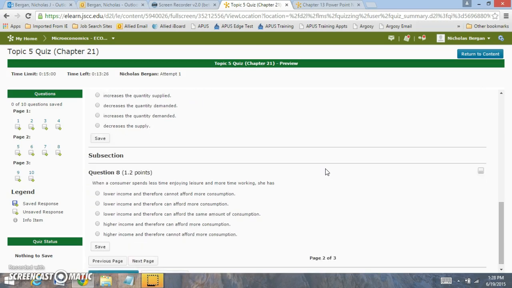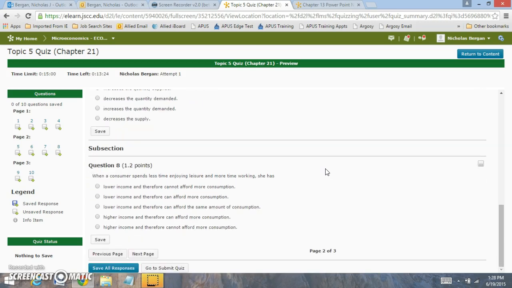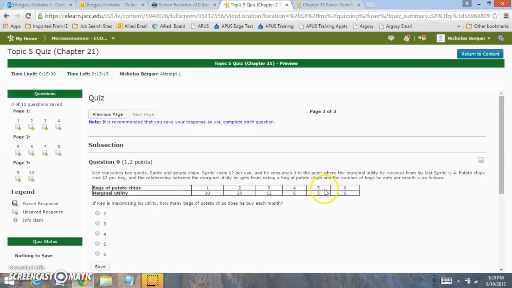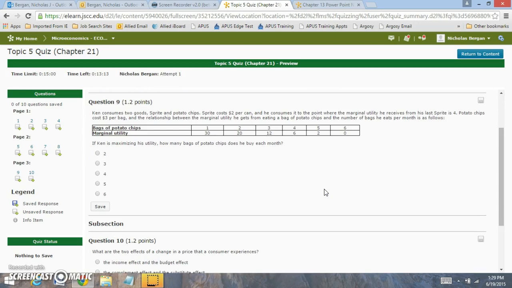Question 8 is looking at when a consumer spends less time enjoying leisure and more time working, they're looking at the trade-off between those two. Question 9, Ken consumes two goods, Sprite and potato chips. You're going to look at where should they consume given their resources when you look at marginal utility.